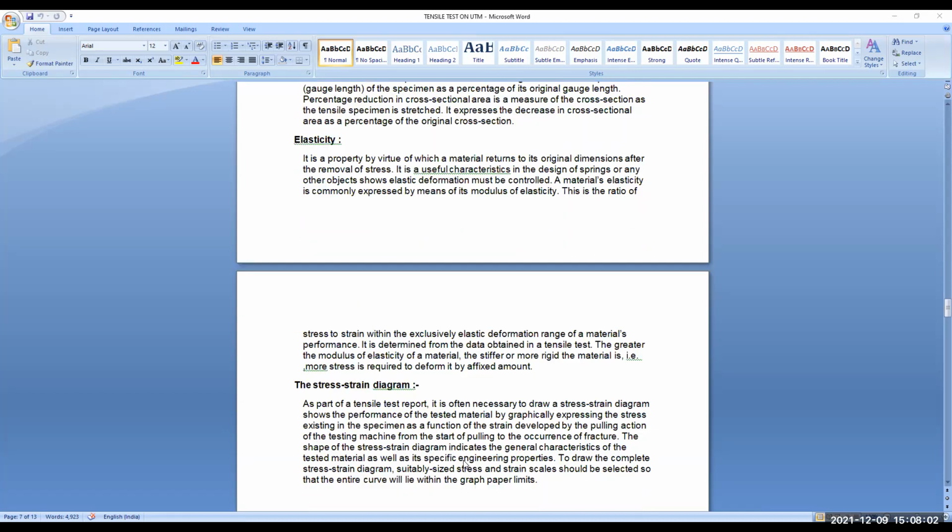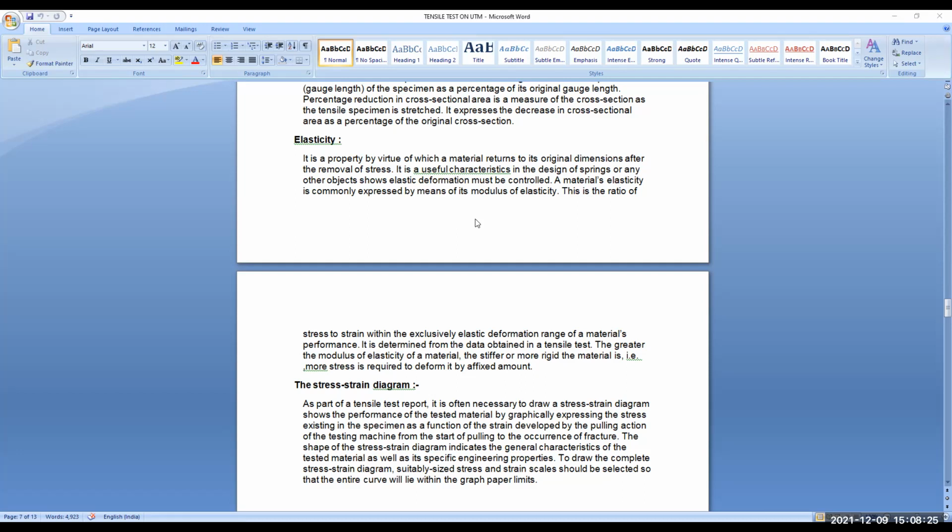Elasticity. It is a property by virtue of which a metal returns to its original dimension after the removal of stress. It is a usual characteristic in the design of springs or any other object which shows elastic deformation that must be controlled. A metal's elasticity is commonly expressed in terms of modulus of elasticity.